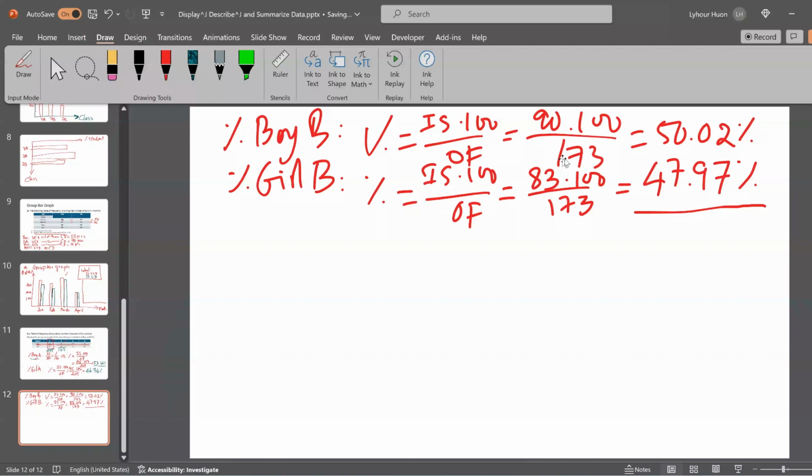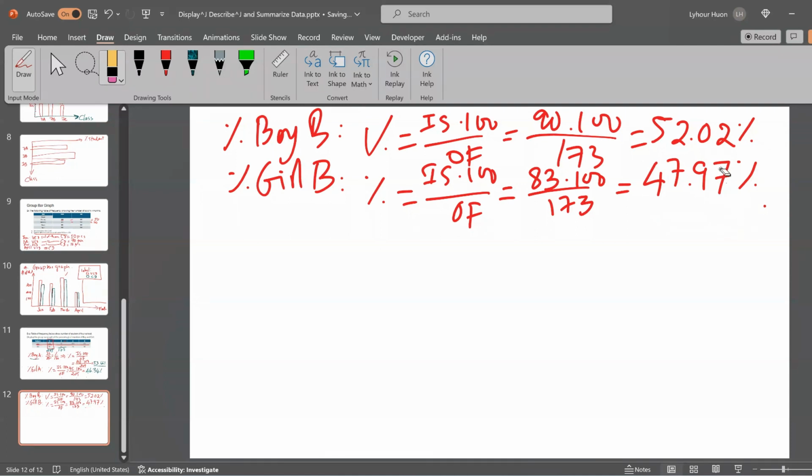Check the percentage of the boys again. Is it 50 or 52? Did I write it incorrectly? Oh, 52. This should be 52. So you can also check if the answer comes out like this: these need to total 100%.